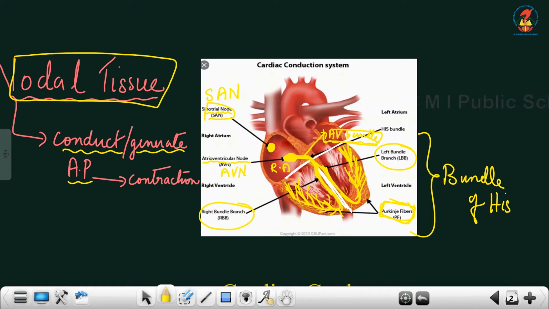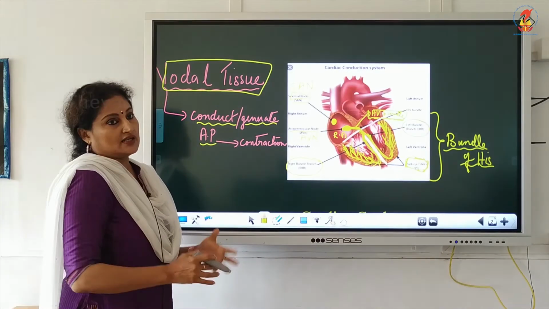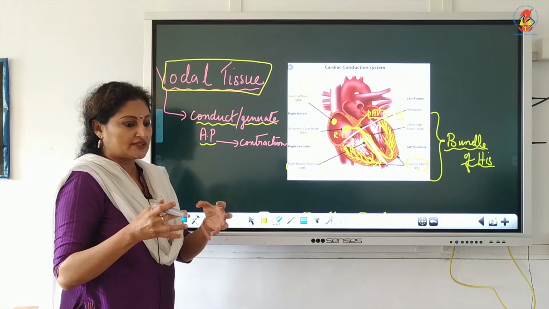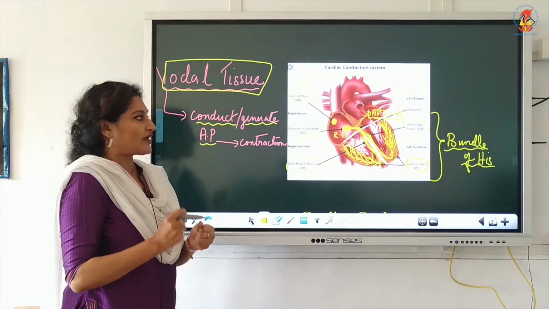Now all these constitute, from the AV bundle to the left bundle branch, the right bundle branch, and Purkinje fibers, the bundle of His. Clear? So this is the distribution of the nodal tissue, and as I told you, it has the ability to generate and conduct the action potential, and wherever it is propagated, that particular musculature will contract.